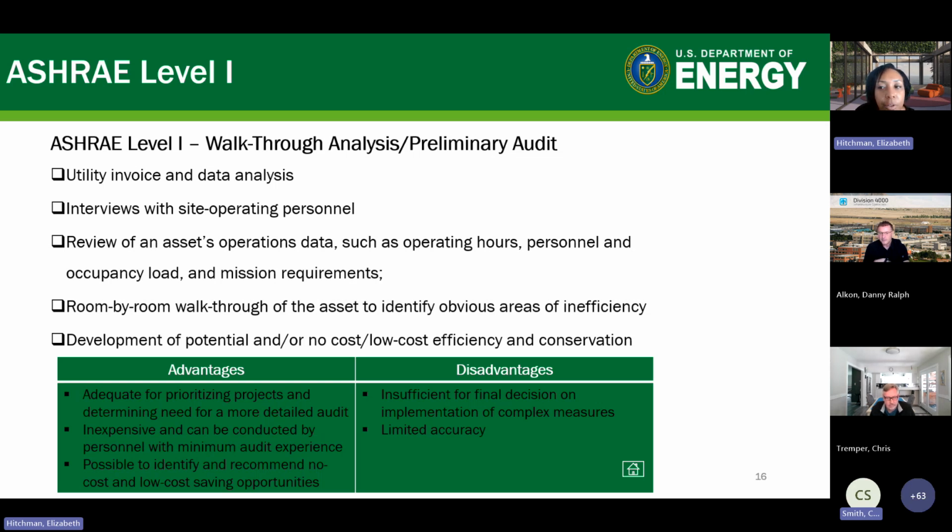So then we have the first audit, which is the ASHRAE Level 1. As I said before, that's pretty much just a walkthrough analysis audit. You have to have your utility invoices, interview personnel, etc. Again, this is the most basic level of audits, and most people usually do not do the ASHRAE Level 1, but we just want to provide that information for you.